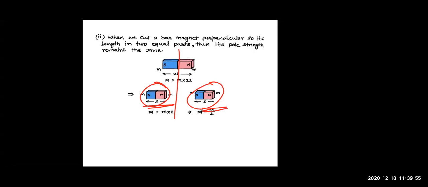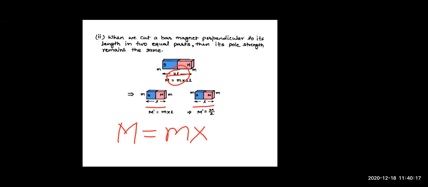This we know. So when you are cutting it vertically from the middle into two equal pieces, the distance between the two poles will become half, right beta. If it was 2L, it will become L and L. So as the length has become half, our M, which was the multiplication of m into 2L, as this has become half, the magnetic dipole moment will also become half.